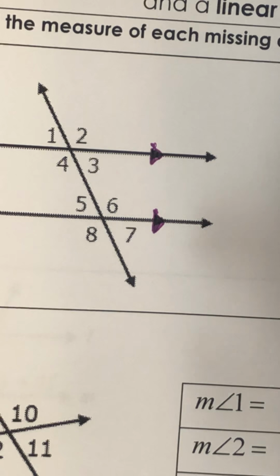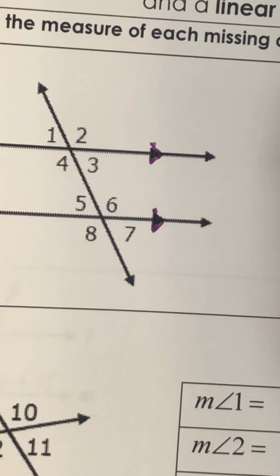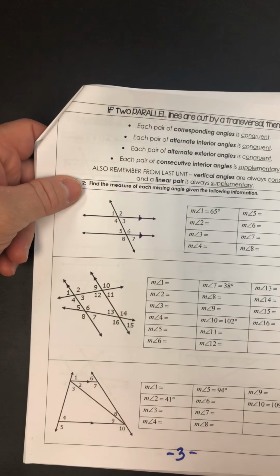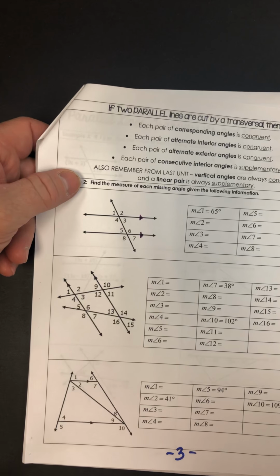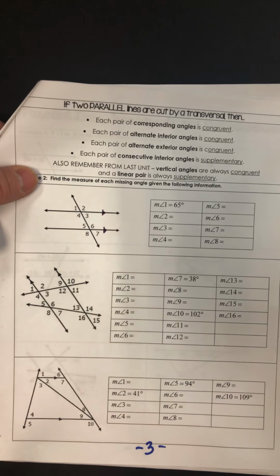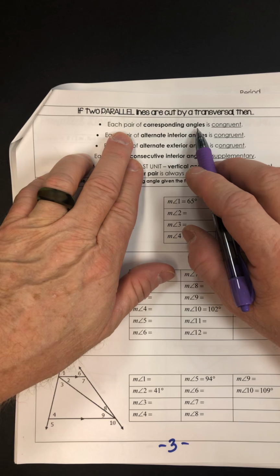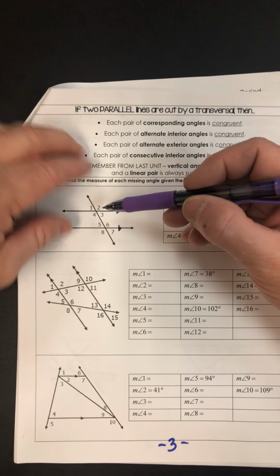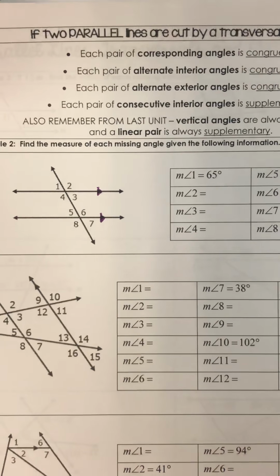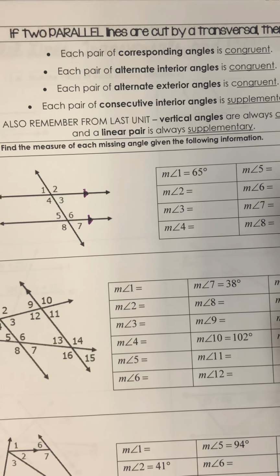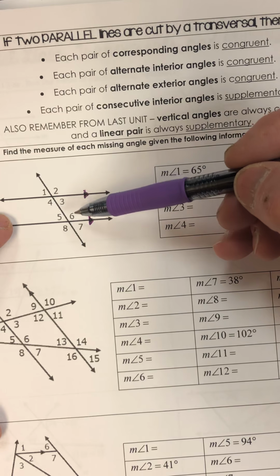Now it could be a double mark, if you had more than one set of parallel lines, then you'd have a double arrow mark or something like that that would tell you that they're parallel. Okay, so the rules then are this. If they're corresponding, that means the same position. You can read those on your paper, but if they're corresponding, that means they're congruent.